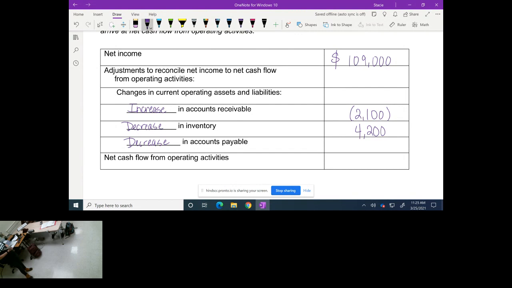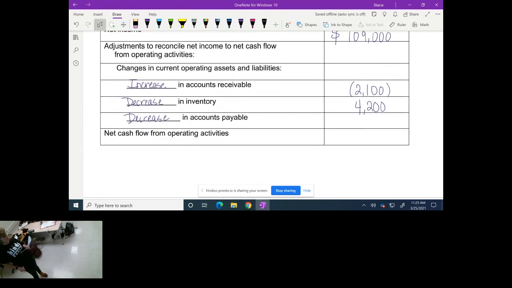But when you have a debit to cost of sales and a credit to inventory, there's not cash as part of that entry. You paid for that inventory some time ago. So that's why you're adding it back. You've got an expense on the income statement that's not a cash expense. I know this is a little much for the end of the semester.